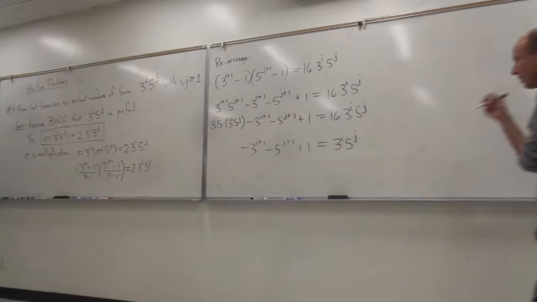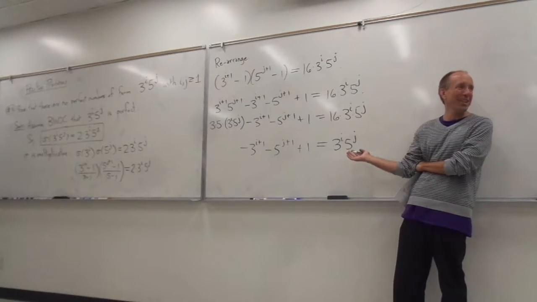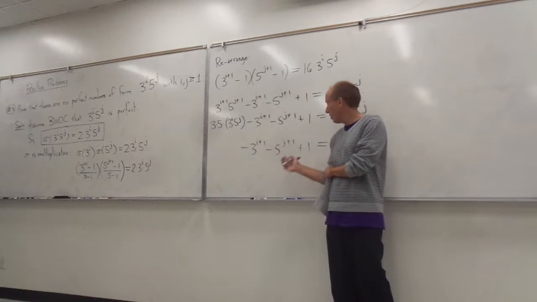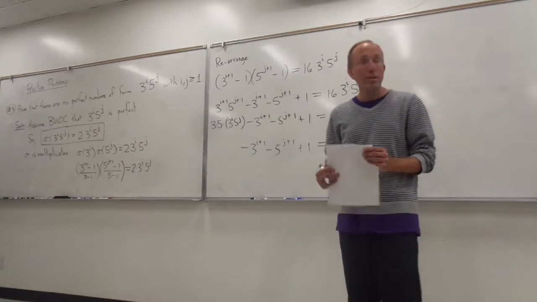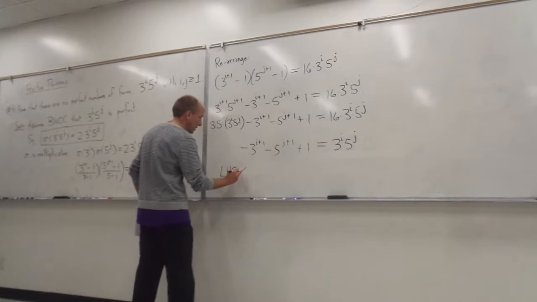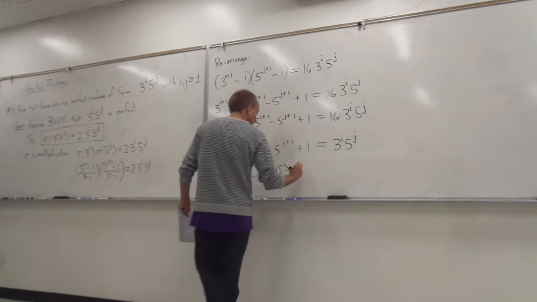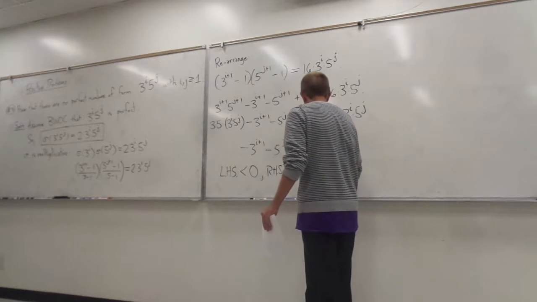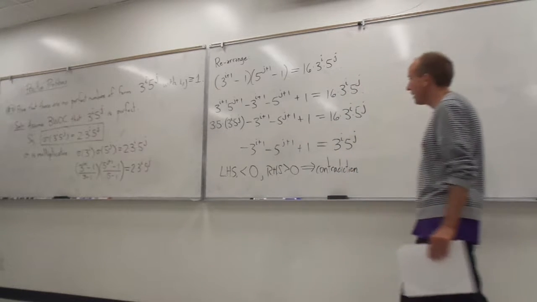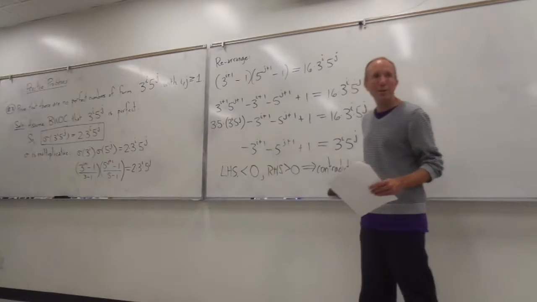The left side's less than 0, the right side is not. Yeah, the right side is positive for sure, but on the left side you've got a lot of negative stuff, right? So adding 1 to that, it's still negative. So the left-hand side, I'll abbreviate LHS, is less than 0. The right-hand side is greater than 0, and that implies that we have a contradiction. Okay, so that's exactly how you want to do that.